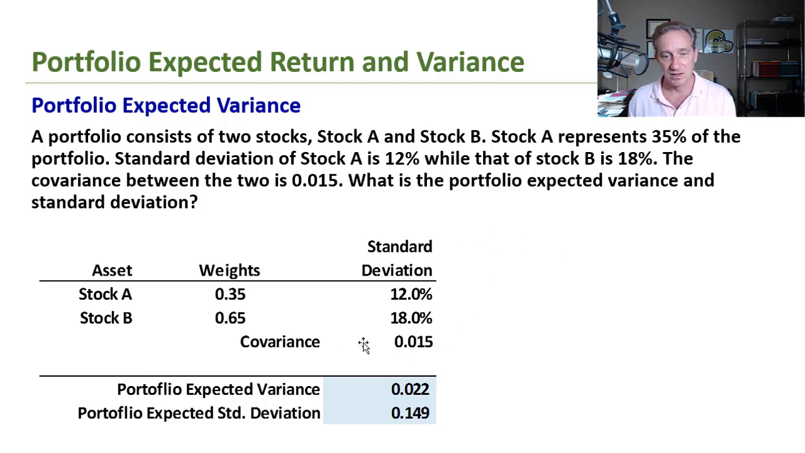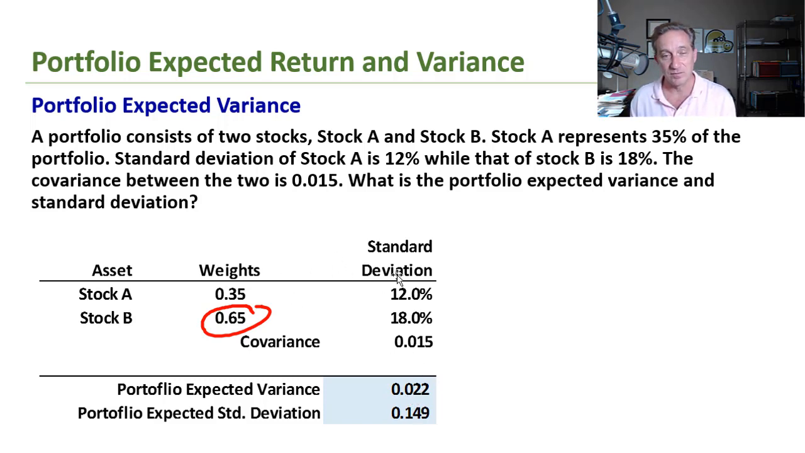And you'll notice the problem, by the way, didn't give us the weight of stock B. That's 65%. That's because it didn't need to give us that. It told us it's two stocks and stock A represents 35%. Therefore, we need to figure out ourselves that stock B is 65% of the weight. So the portfolio expected variance just applies that formula that we looked at for the two asset portfolio variance.